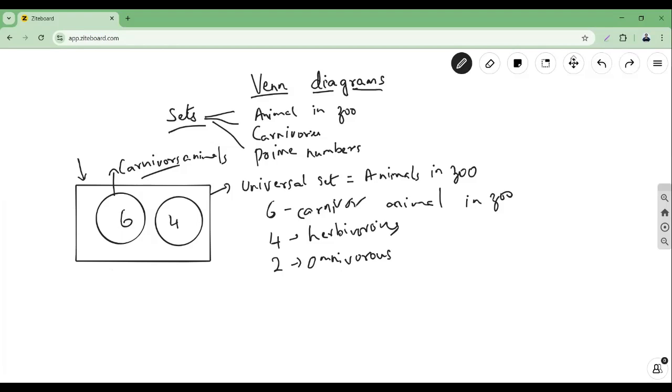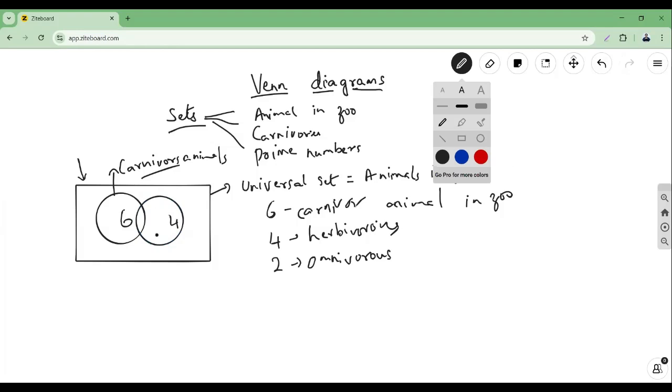So what we do is we take this circle and move it like this, and make it overlap. Now I can write the 2 here. This 2 is inside both the circles, which means it is herbivorous as well as carnivorous. And all of this is inside the rectangle, which is talking about the animals in the zoo. This is how we represent in Venn diagrams.